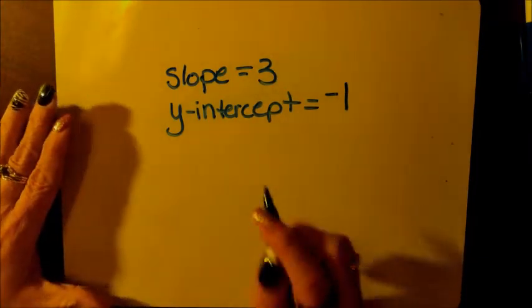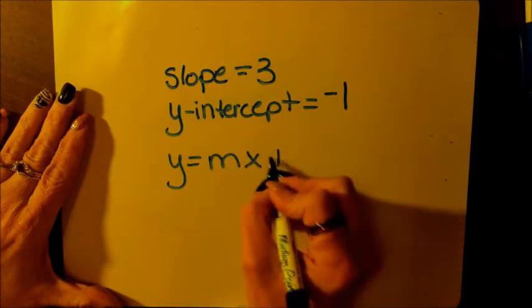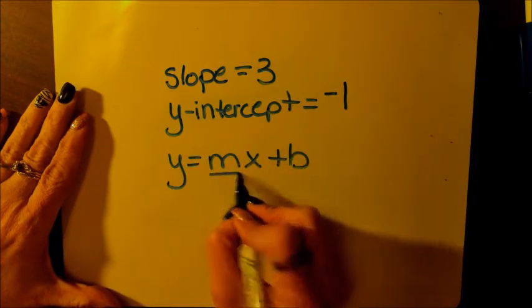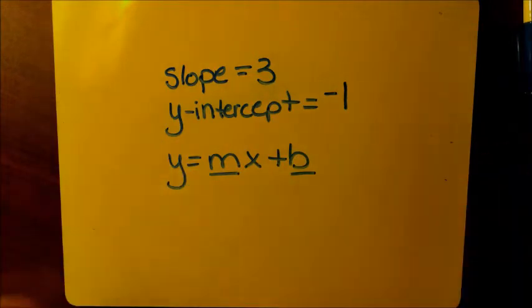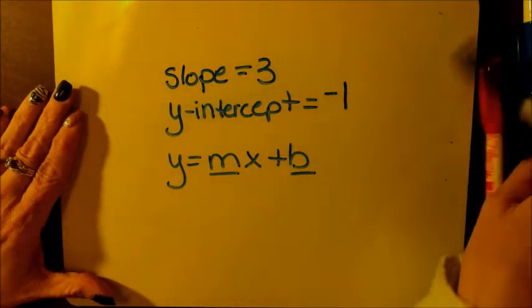Passes through these points. Remember, slope-intercept is y equals mx plus b. I can see the slope and I can see the y-intercept. So all I have to do is plug in these points.